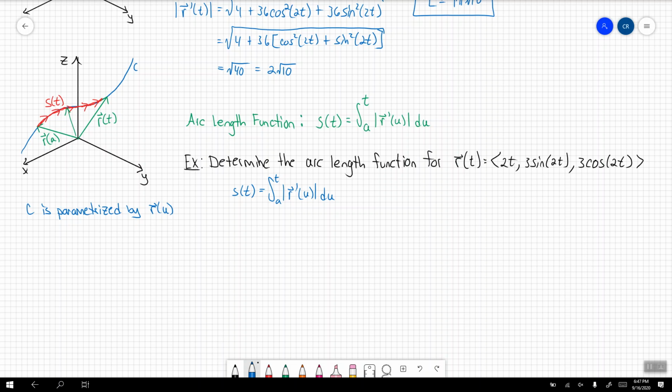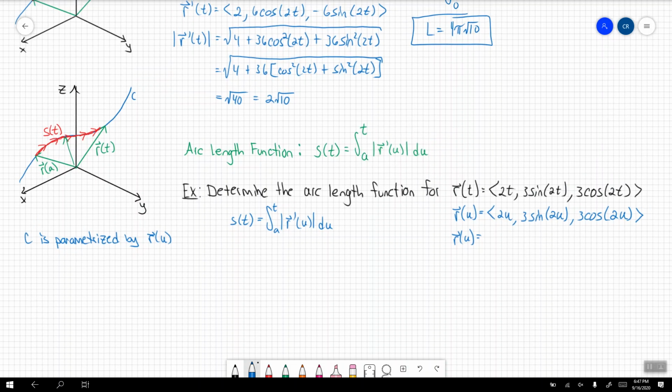So interpreting r of t in terms of r of u, we still get the exact same function, except this function is now in terms of u instead of t. And finding this derivative, well, we already found the derivative from the previous problem. That derivative that we were initially looking at was ⟨2, 6 cosine of 2u, negative 6 sine of 2u⟩.